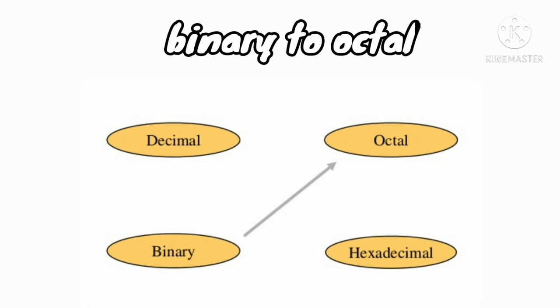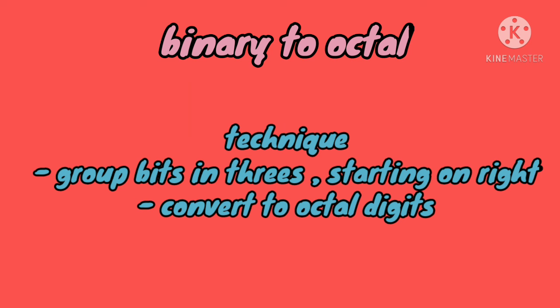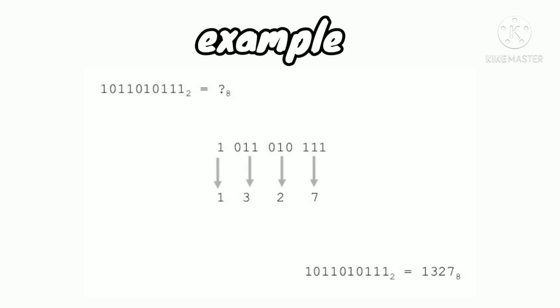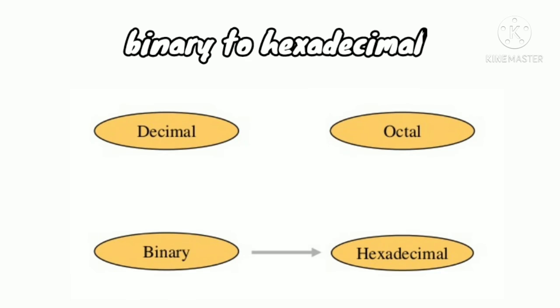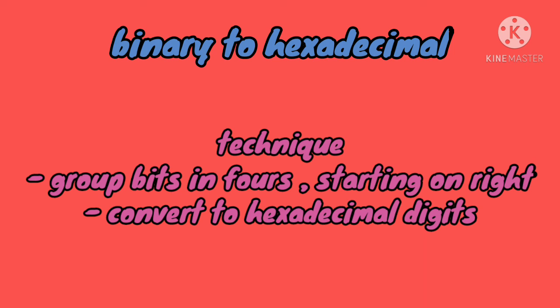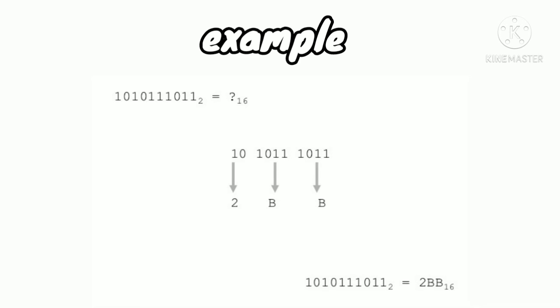The conversion of binary to octal. To convert binary to octal, group bits in threes starting on the right, then convert to octal digits. Here is the example in which binary is converted into octal. The conversion of binary to hexadecimal. To convert binary to hexadecimal, group bits in fours starting on the right and then convert to hexadecimal digits. In this example, binary is converted into hexadecimal.